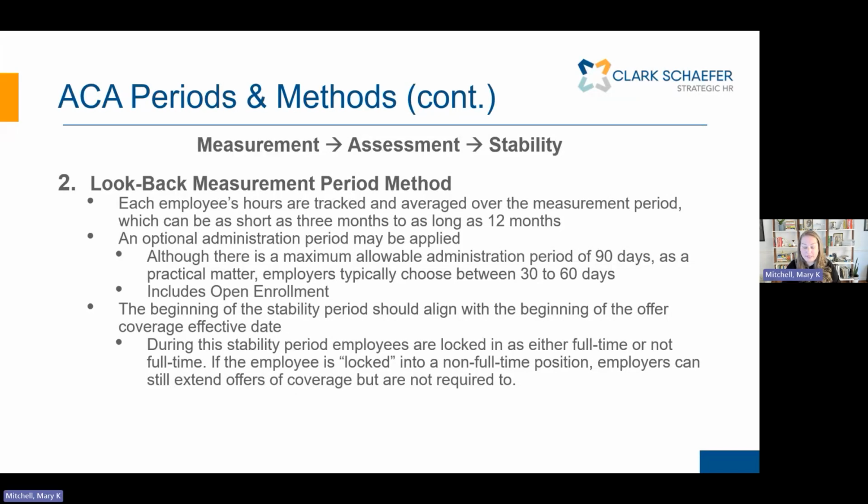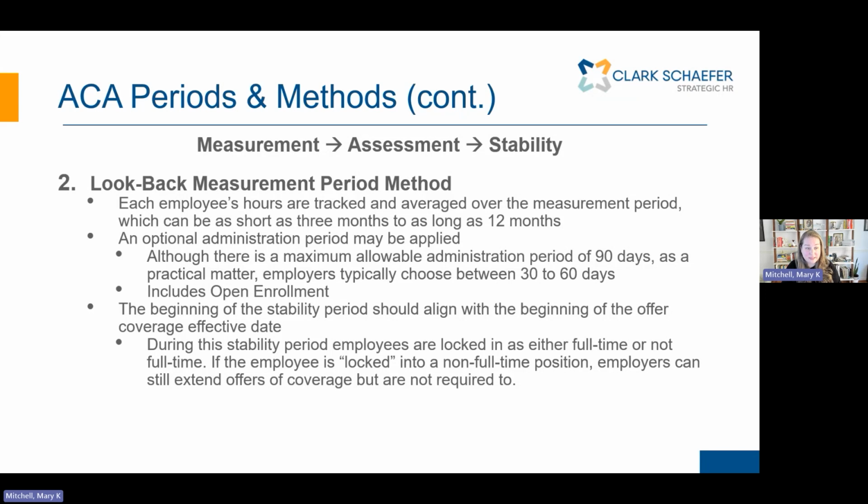So anyone that meets those requirements would need to be offered coverage during open enrollment. And this administration period can be anywhere between 30 and 90 days. It does include open enrollment typically. And you would make sure that you're offering and extending those benefits as well as assessing that ACA full-time benefit status.